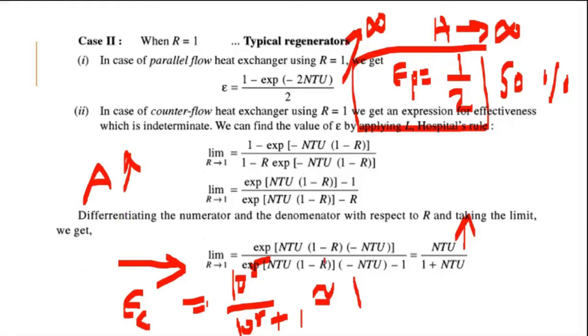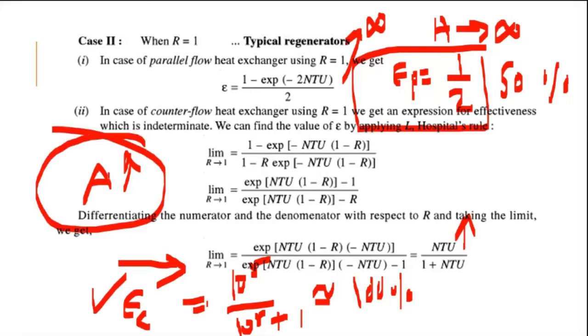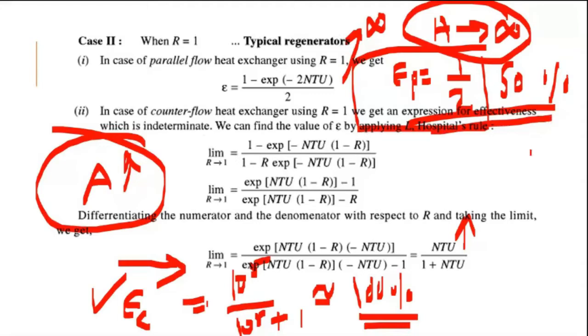So here we conclude that if you have a counter flow heat exchanger and the size of the heat exchanger is very high, in that case the effectiveness value will be 100%. For a counter flow heat exchanger with infinite area, the effectiveness is going to be 100%. But for a parallel flow heat exchanger with infinite area, this effectiveness value is going to be 50% only. Is this part clear to all?